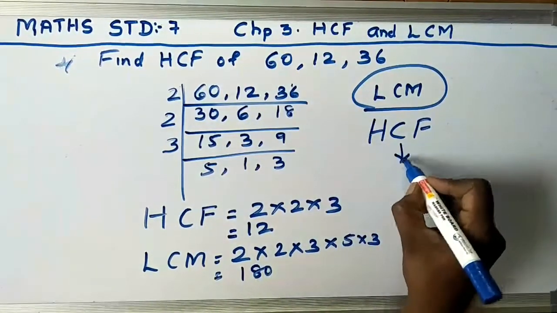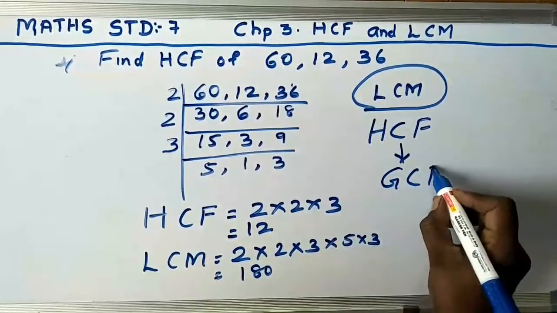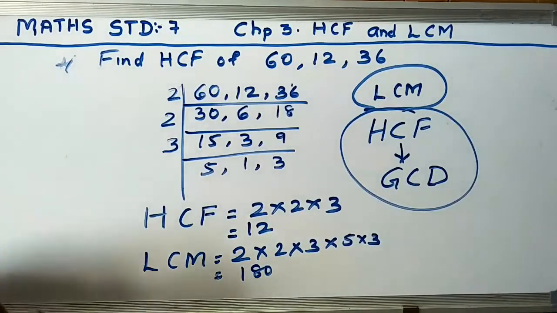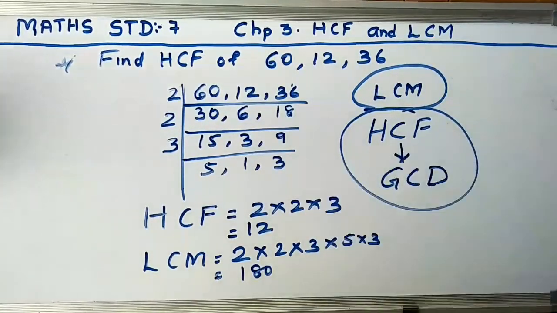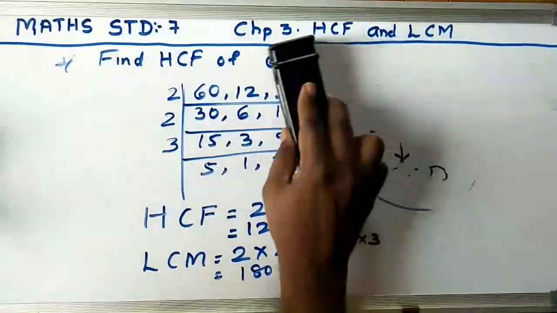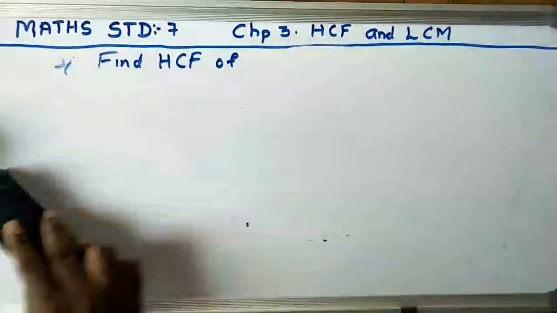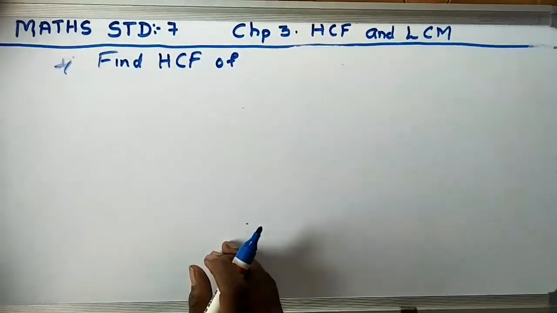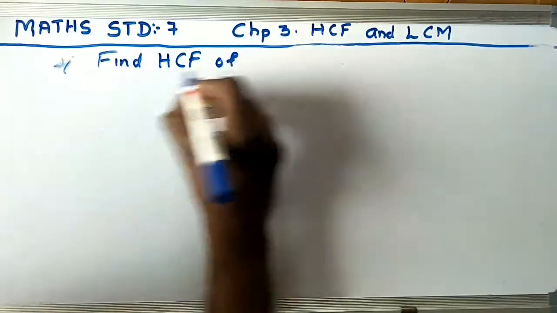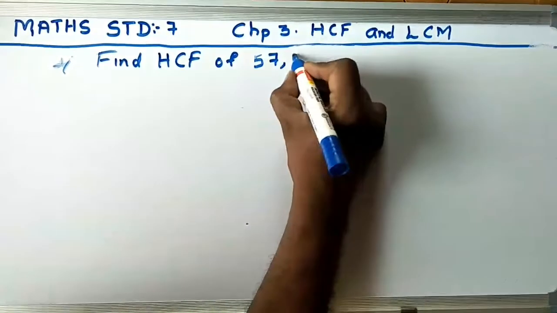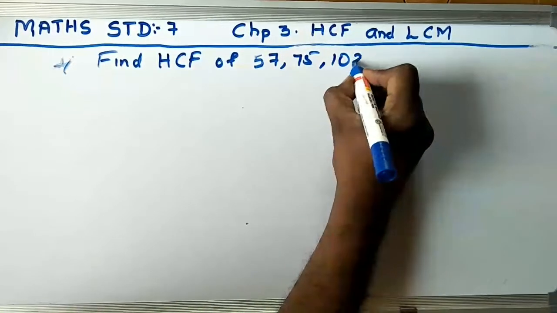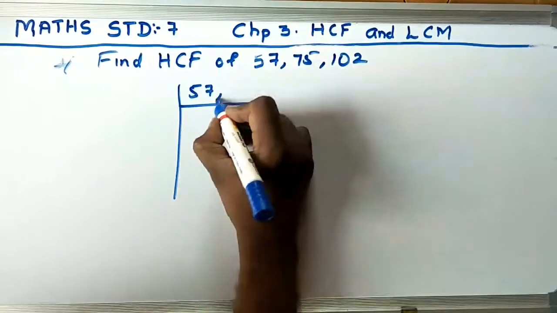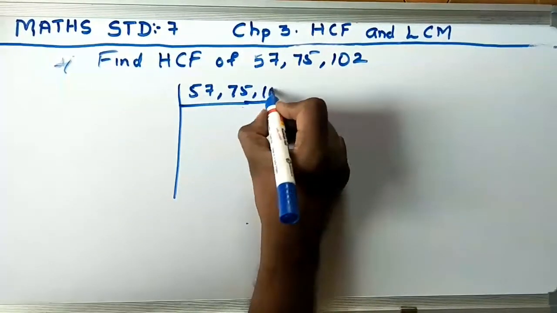Children, there is one more name for HCF. We call this the greatest common divisor, that is GCD. GCD and HCF are both the same. Let us do one more example in which we will find both HCF and LCM. Now let us take the numbers 57, 75 and 102.